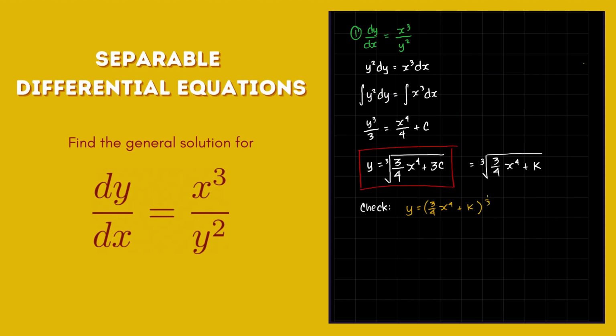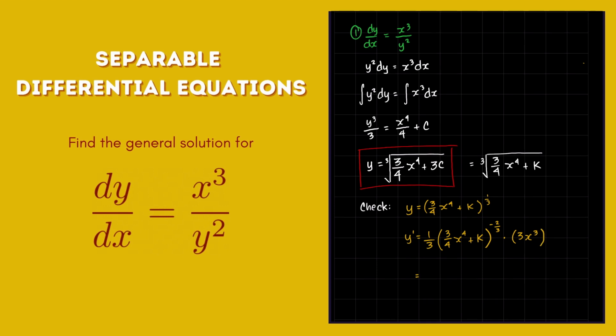Raise na lang natin to 1/3 instead of taking the cube root. Pareho lang naman yun. The derivative of y is equal to, baba natin yung 1/3. 1/3 times, so gagamit tayong chain rule, times 3 over 4 times x to the fourth plus k raised to 1/3 minus 1 or negative 2/3 times the derivative of the inner function, which is 3x cubed. We could already cancel dito yung 1/3 tsaka yung 3 sa 3x cubed. And we'll get that this is equal to x cubed. Then yung naka-raise to negative 2/3, pwede nating ilagay sa baba. Isulat natin siya na 3/4 times x to the 4th plus k raised to 1/3 squared.